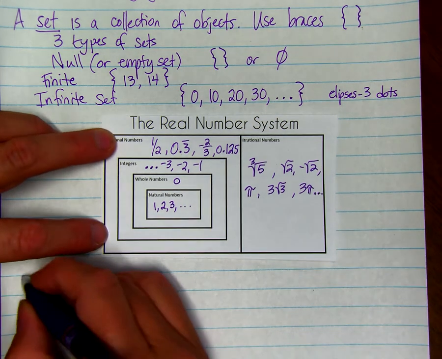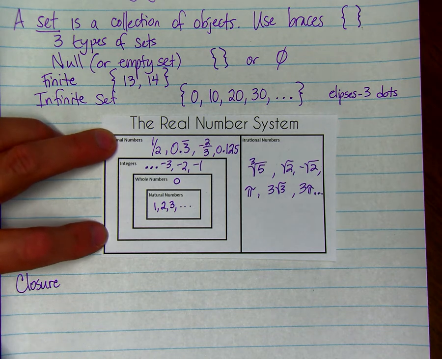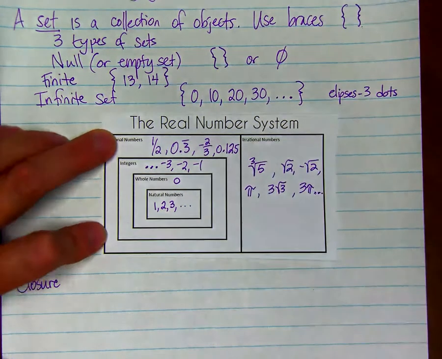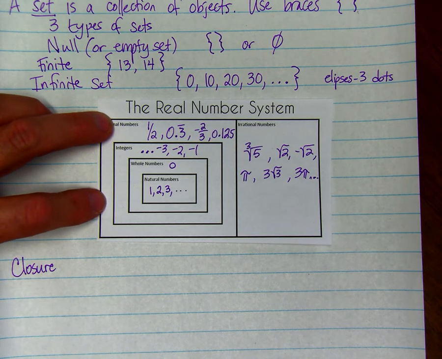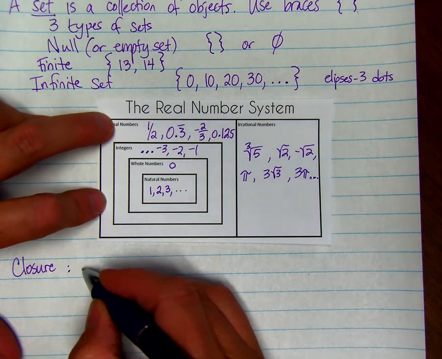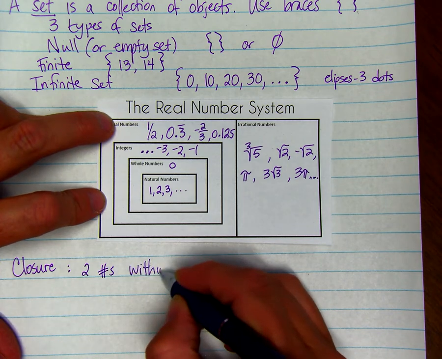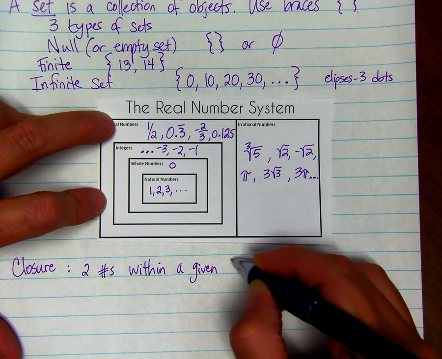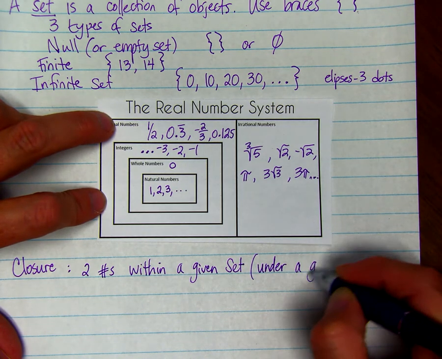Okay, so closure just means that if you take any two numbers out of a set and you perform an operation, that's called under a given operation, it's going to give you another number that's in the set. So we're going to write a definition that says if you take two numbers within a given set, and it's going to be under a given operation.